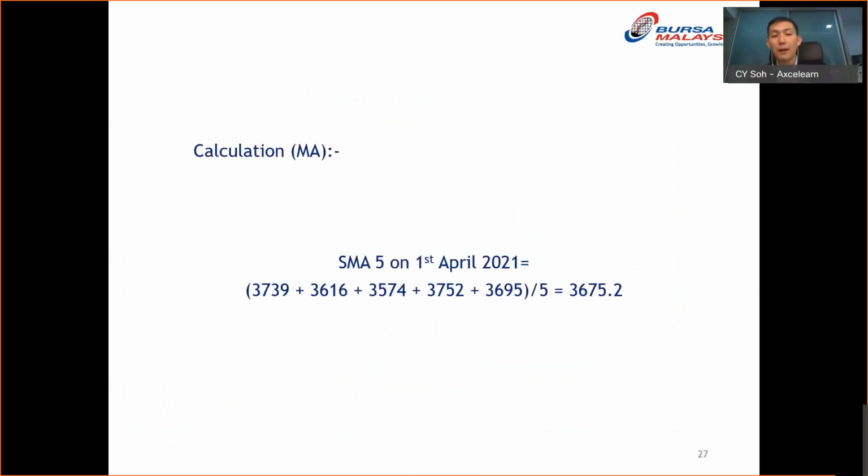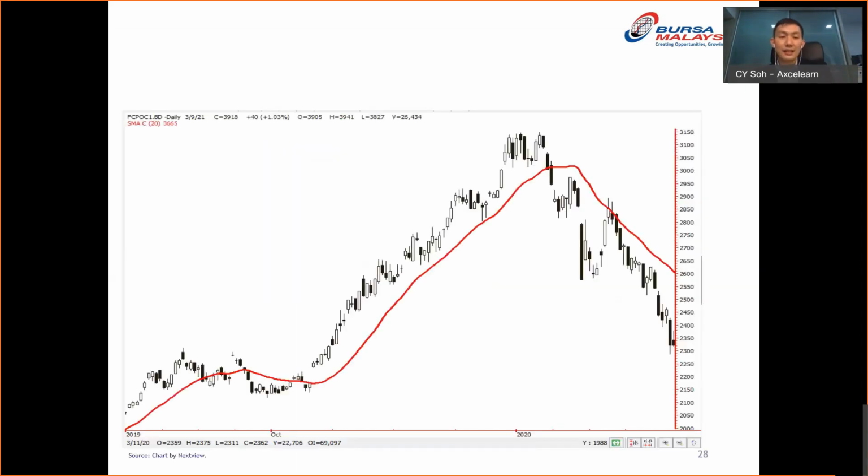So parameters, what do we mean by parameters? For example, here is the moving average of 5 days, which means the parameter is 5. And it uses very simple mathematical calculation. It takes the 5 days of closing price in order to calculate your moving average. When you plot all of these figures into your chart, that is where you get your moving average line.